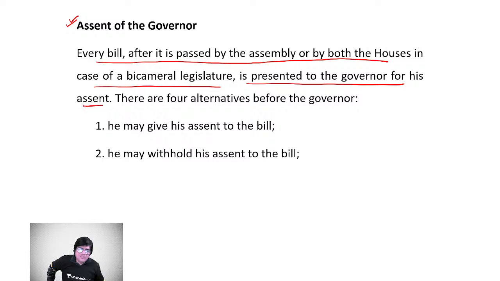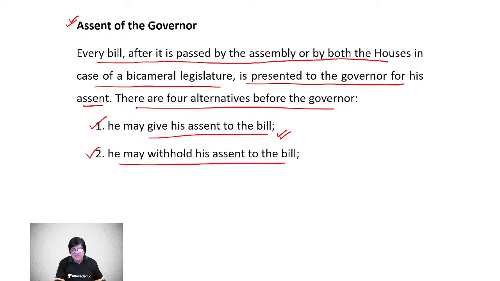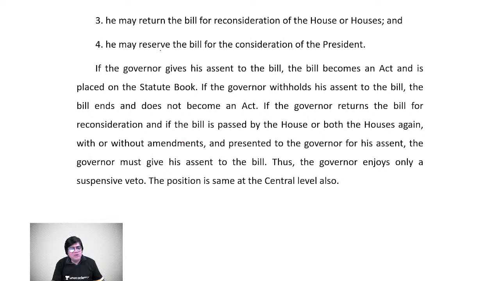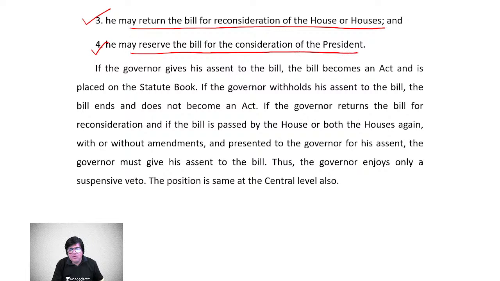Now here in the case of states, governors have enormous powers. They have enormous discretion also. So there are 4 alternatives the governor can utilize. He may, for example, give his assent to the bill. Then of course the bill becomes an act or a law. Or he may withhold his assent to the bill. Then nothing can be done about it. It doesn't become a law. Or he may return the bill for reconsideration of the house or both the houses. Yes, that possibility is there. And the 4th is that he may reserve the bill for consideration of the president.